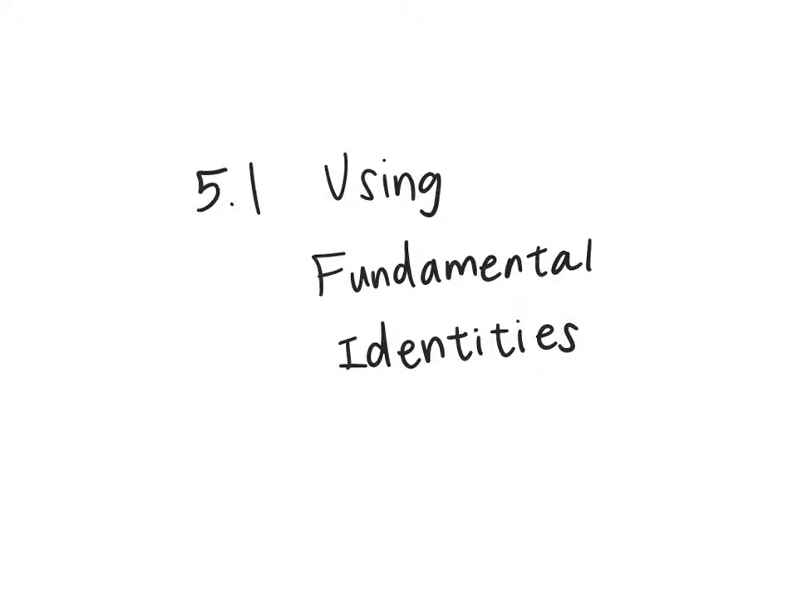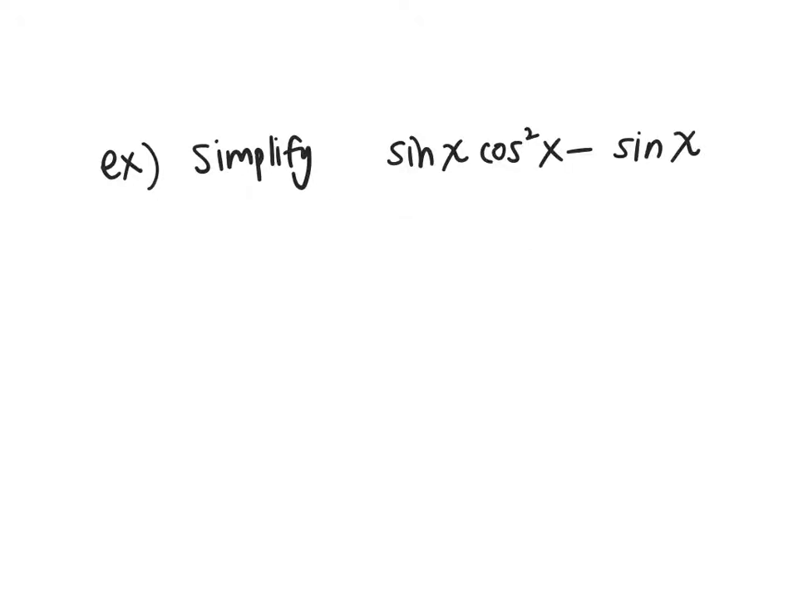In 5.1, we are going to do more of the same that we did in chapter 4.3b, where we use fundamental identities to simplify the expression. Simplify sine of x cosine squared x minus sine of x. So when I see this, I notice that I have something minus something, where they have a common factor of sine of x. So when I take out the GCF, or take out the common factor of sine of x, I end up with sine of x times the quantity cosine squared x minus 1.